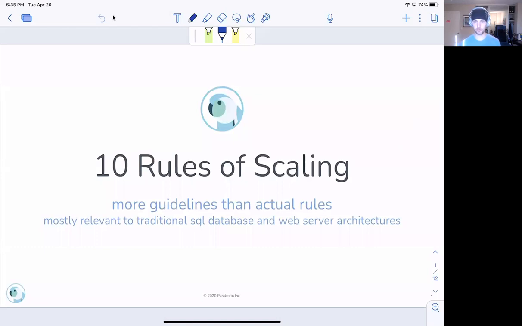I'm just going to do a quick video on some points that I generated for another company I was working with a little while ago, and I figured I might as well share this a bit more broadly. So what I'm going to be talking about today is 10 rules of scaling.